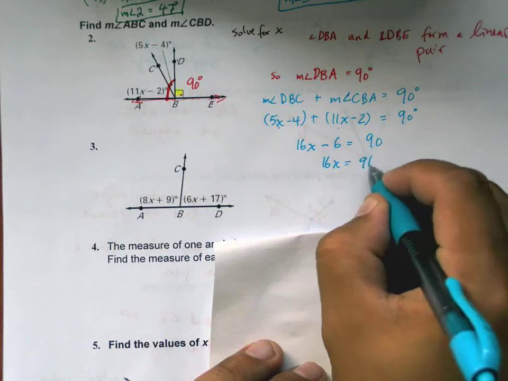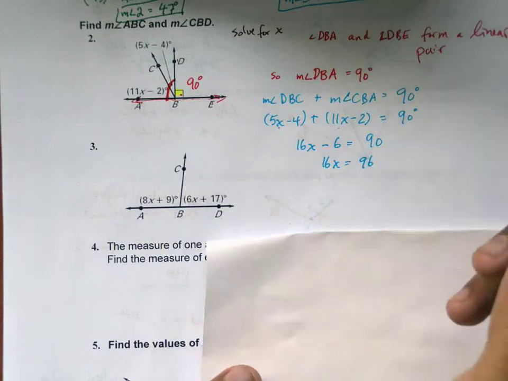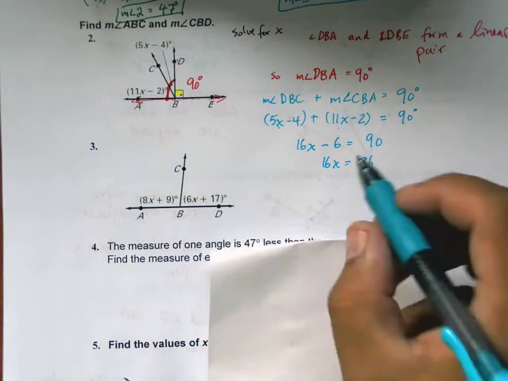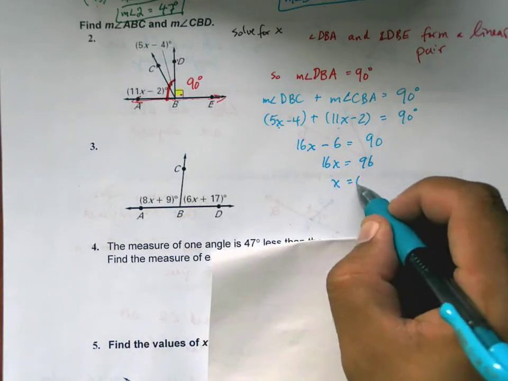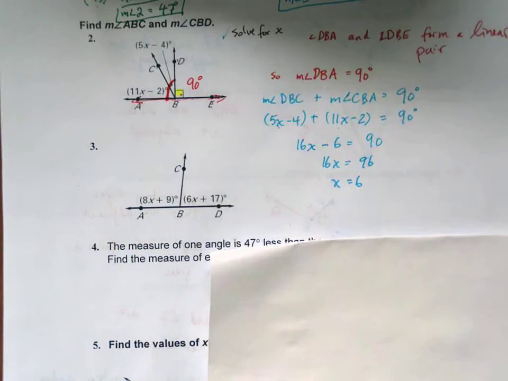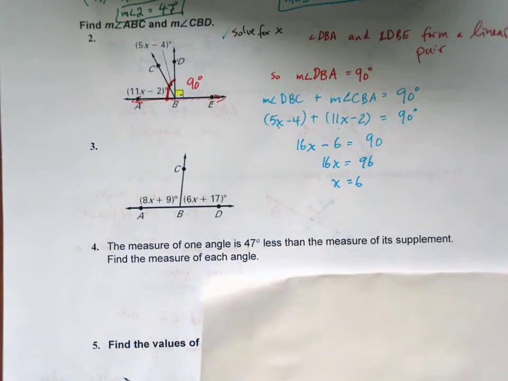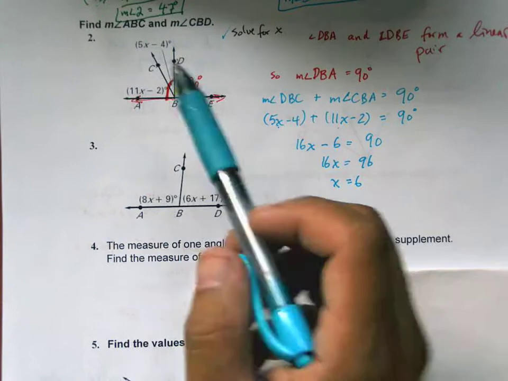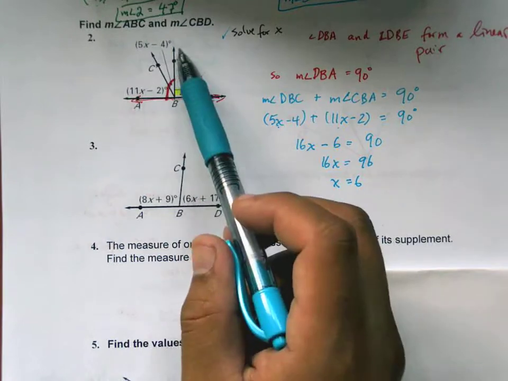And then do your division. 96 divided by 16 gives us 6. So x equals 6. Okay, so we've solved for x now. But remember, that doesn't really answer our question. We're really asked to find the measure of angle ABC and the measure of angle CBD. Okay, that's the question that we're asked to solve for.